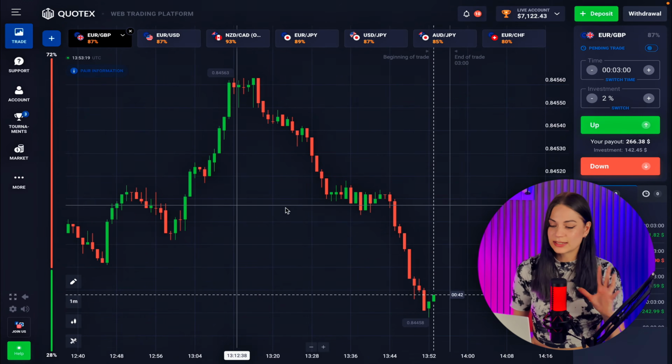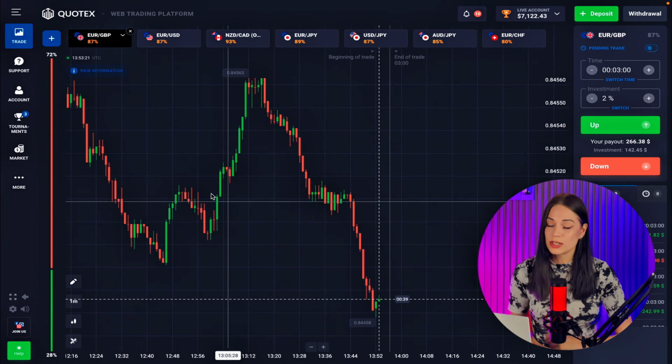For example, when the short-term moving average crosses a long-term one from the bottom up and at the same time the MACD crosses the signal line, this can be a strong buy signal. So what you need to do is combine indicators to get more accurate signals, and you will improve your trading results.